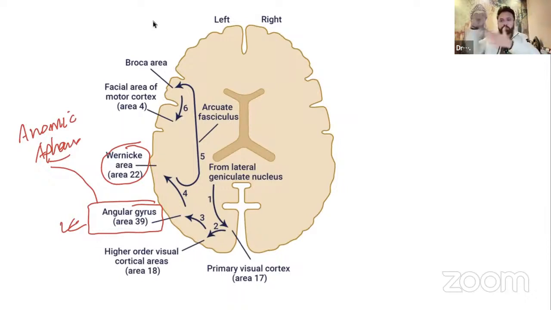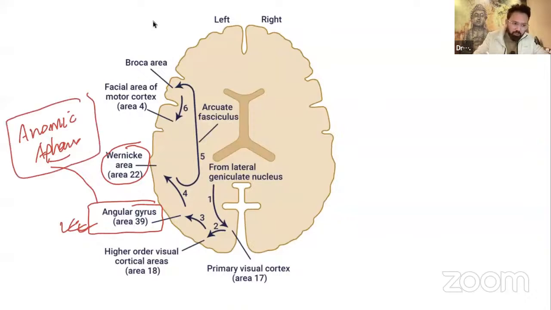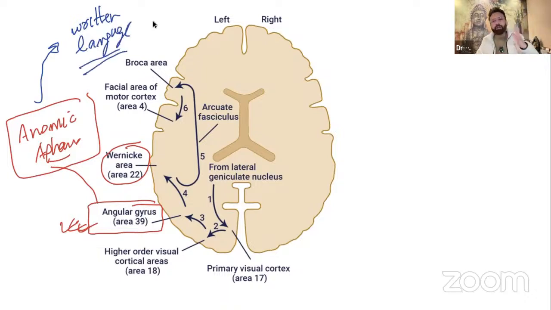But if I write something, it is going to your retina, then your cortex, then your Wernicke's area. But there is a lesion of angular gyrus. It cannot go to the angular gyrus. So you cannot understand the written language. It is called anomic aphasia, doctor. And the problem is with the written language.